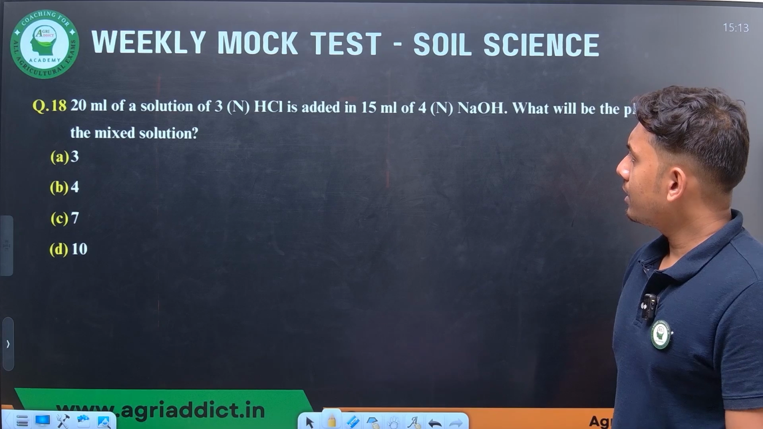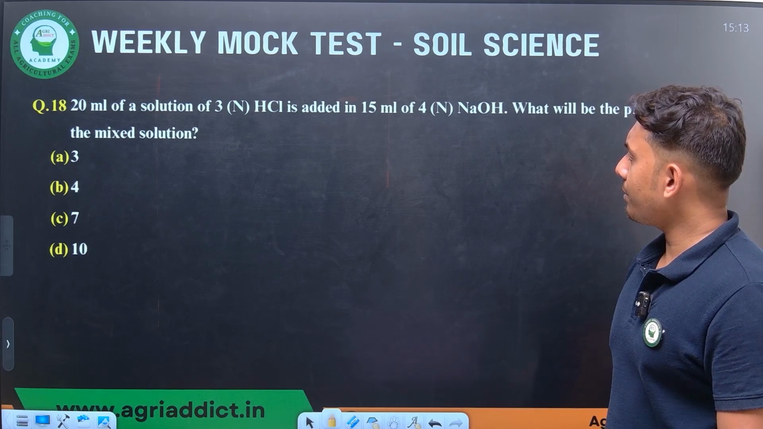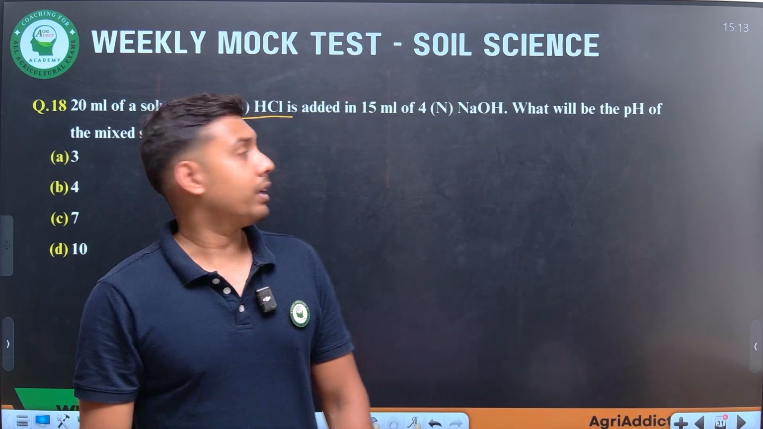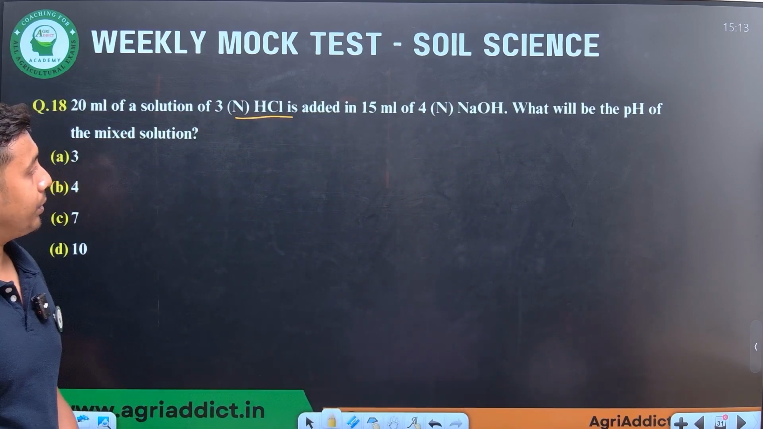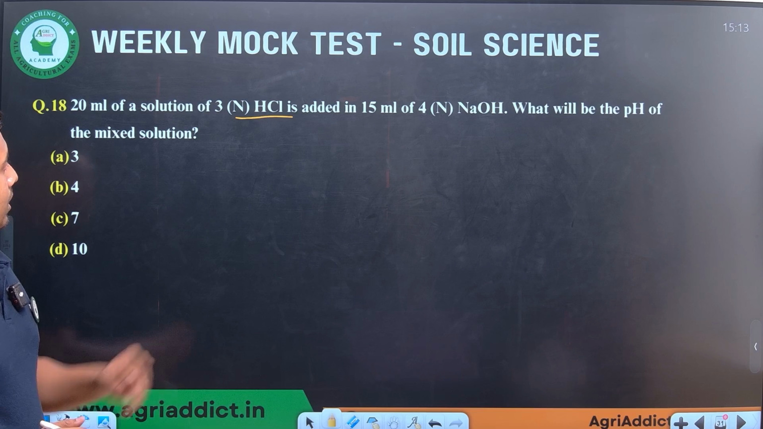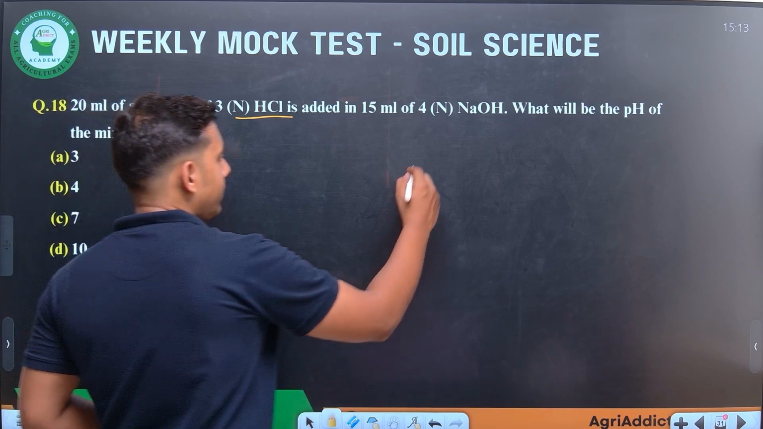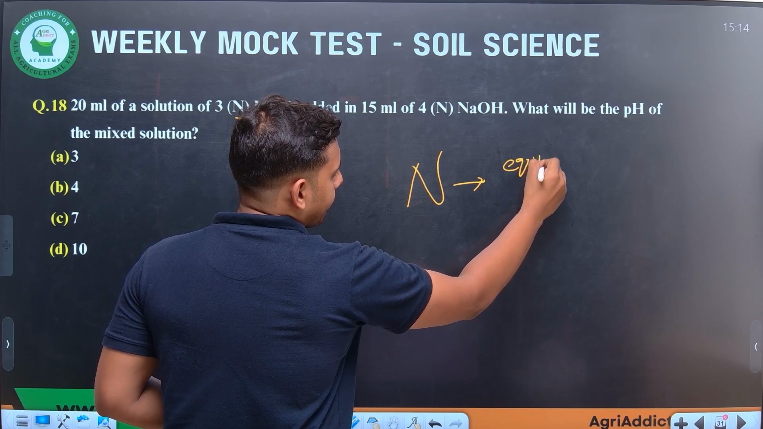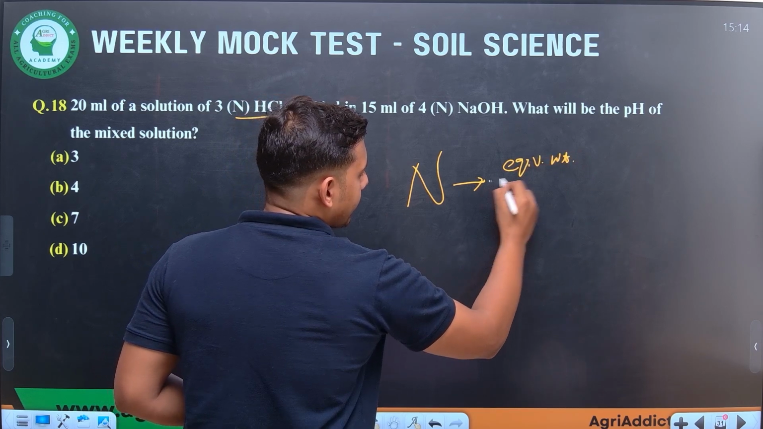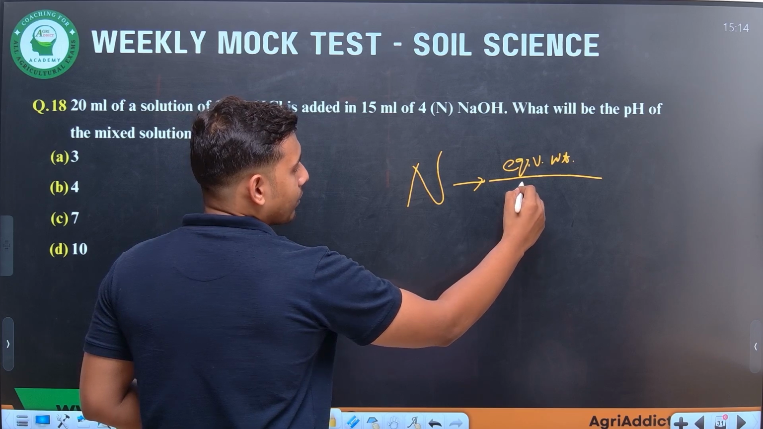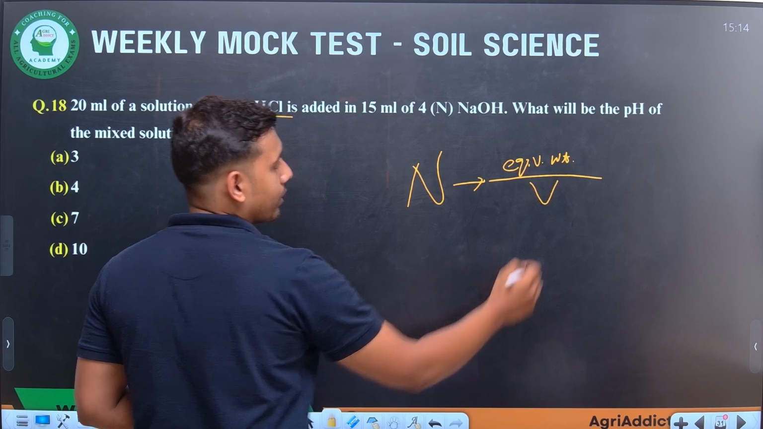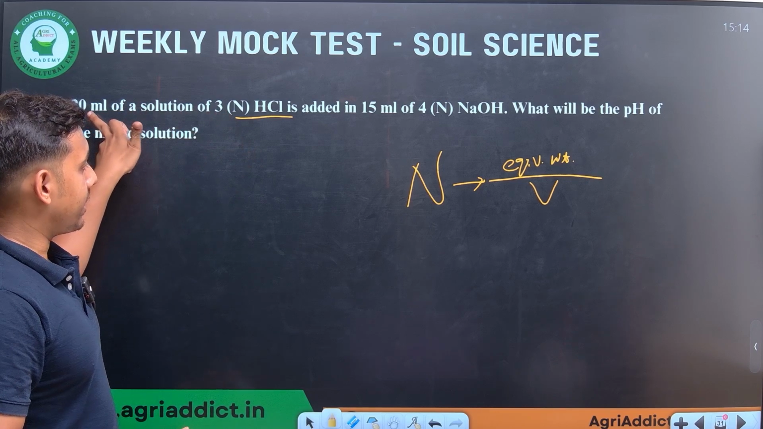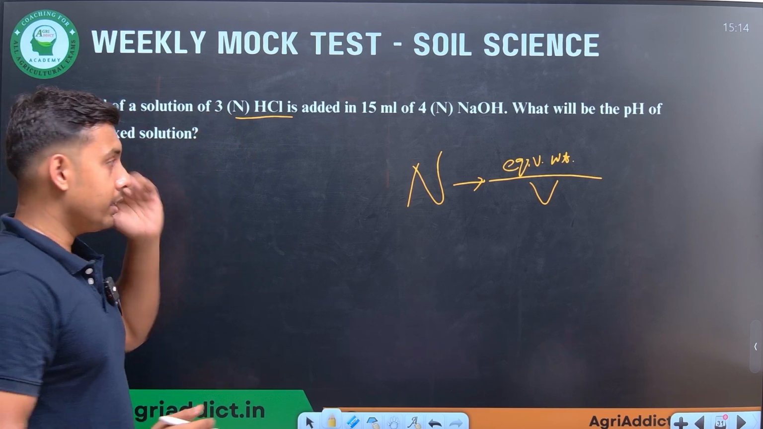Next, there is a calculation-type question. 20 ml of 3 normal HCl and 15 ml of 4 normal NaOH. What will be the pH? So what is normality? Normality is equivalent weight in 1000 ml, or its volume, you can say. Here normality is given, volume is given. So what will be the equivalent weight?